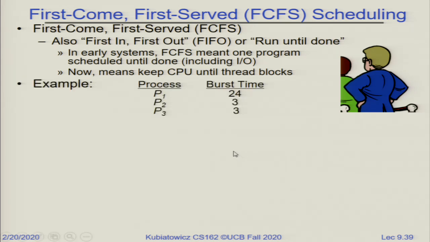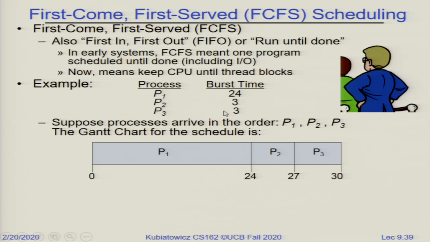For example, we have three processes. So process 1 runs for 24 units of time until the burst time's over. Process 2 runs for 3. Process 3 runs for 3. And we could say the following. Suppose these jobs arrive in P1, P2, P3 order.